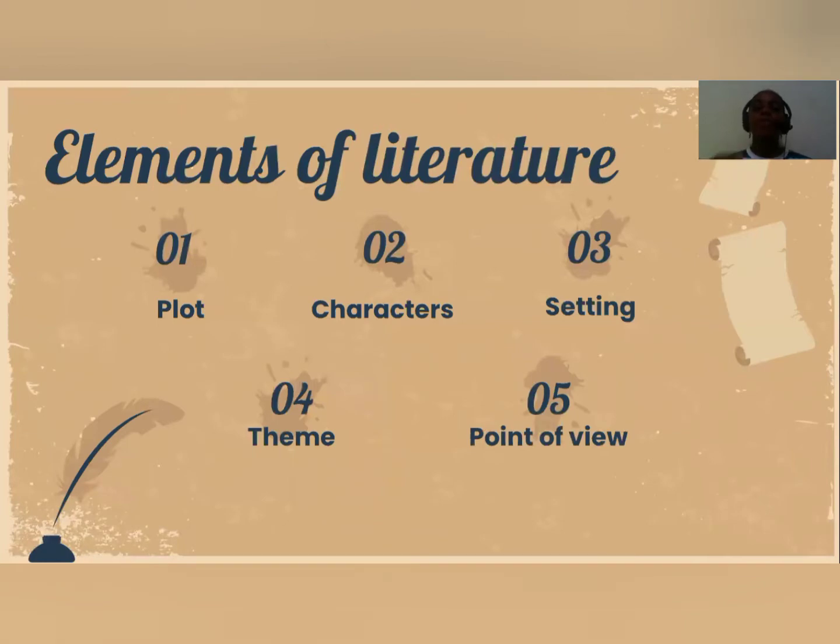The elements of literature that we are going to cover now are the following: plot, character, setting, theme, and point of view.